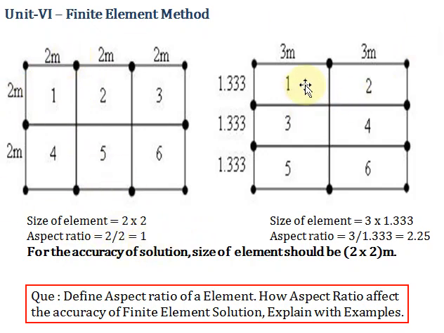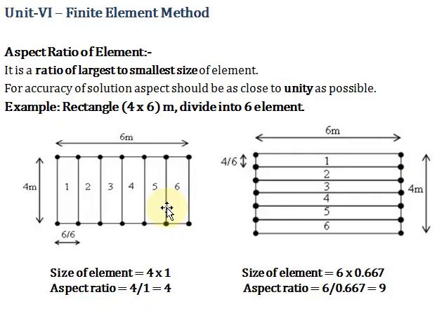If you see the next node numbering, here it is divided horizontally into 3 parts, and vertically into 2 parts. So the size of one element is equal to 3 into 1.33. So the aspect ratio is 3 divided by 1.33. It is equal to 2.25. So for the accuracy of the solution, the size of element should be 2 by 2, because for the accuracy of the solution, aspect ratio should be as close to unity as possible.